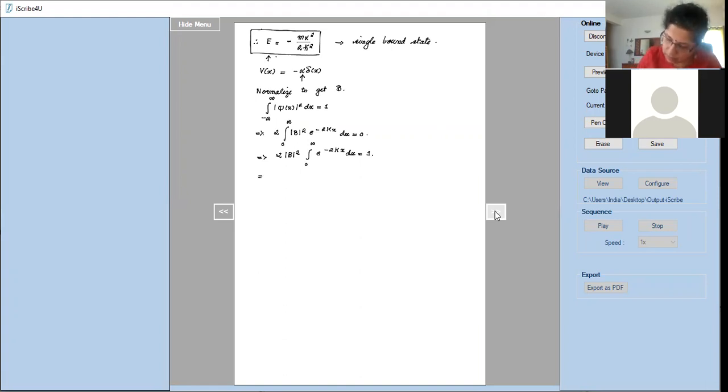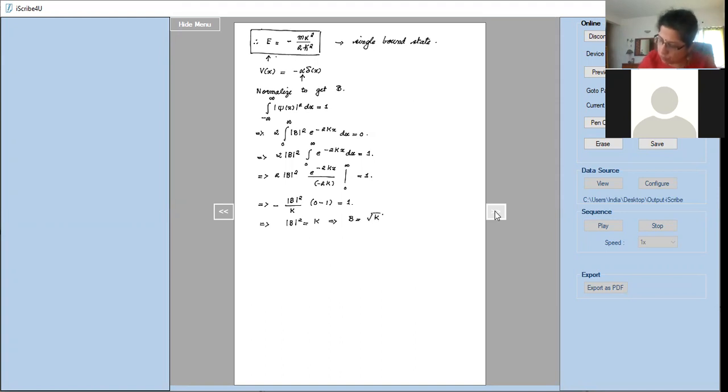So this we can write it as, what I finally got was something like minus mod b squared divided by κ times 0 minus 1 is equal to 1. Which implies that mod b squared is equal to κ, which implies that b is equal to root of κ.